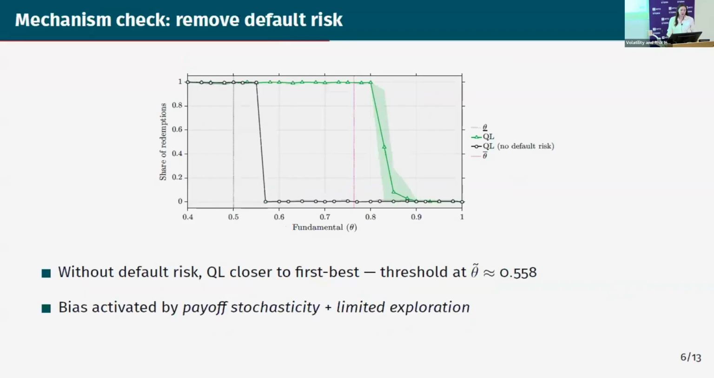We double check, right? We do a mechanism check here where we remove default risk, or just test the second arm, where we don't have default risk. And the result for that run is drafted in black. So in black, you can see Q learners without default risk. In this case, we see that QLs get closer to first best. So this essentially shows us that this bias is activated by the default risk or payoff stochasticity and limited exploration of the space. So a bias, but fixable to some extent.